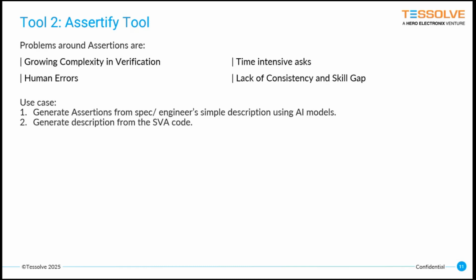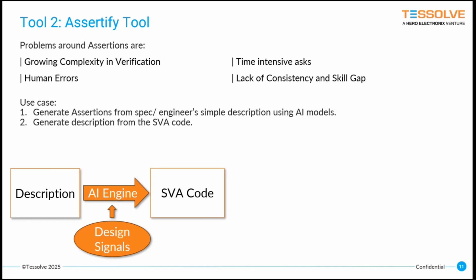It can be the portion of the spec which the engineer is feeding to the tool, and generate the description from the SVA code. So two of the aspects are there: generating the SVA as well as describing the SVA. So the first aspect, description, is using the design signal. We are feeding the top level signal, the top file over here, and with the help of the AI engine, it is generating the SVA code.